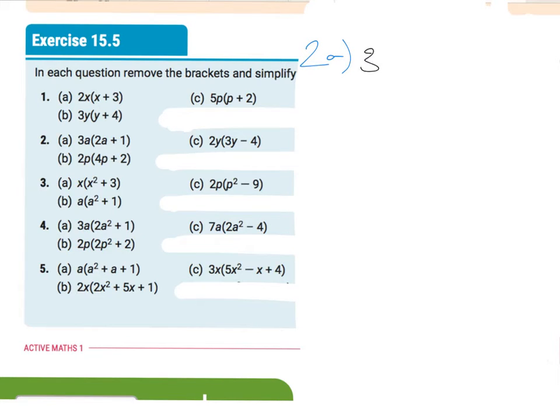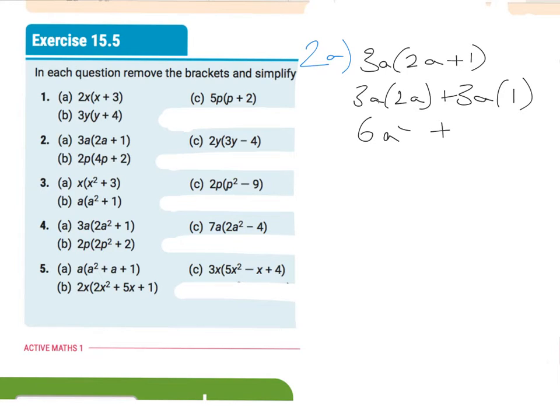We've got 3a outside, 2a plus 1 inside the bracket. So 3a has to be multiplied by 2a, and 3a has to be multiplied by 1. So 3 times 2 is 6, a times a is a squared, and 3a multiplied by 1 is just staying as 3a. So that's our answer for 2a.